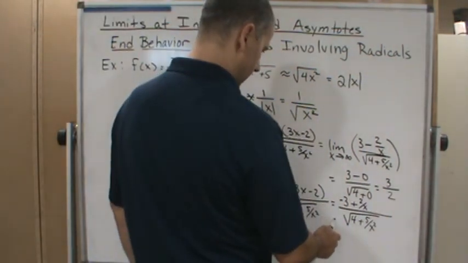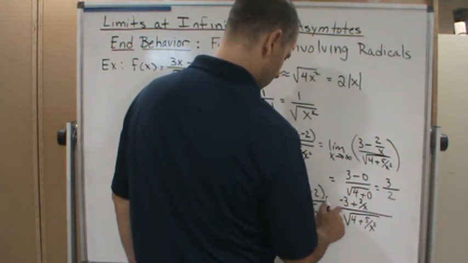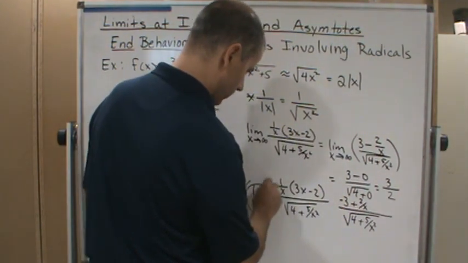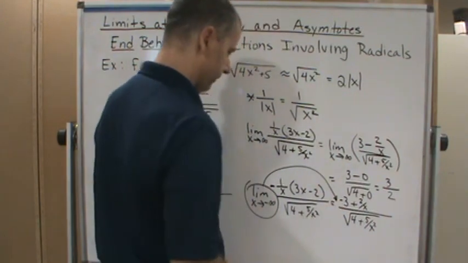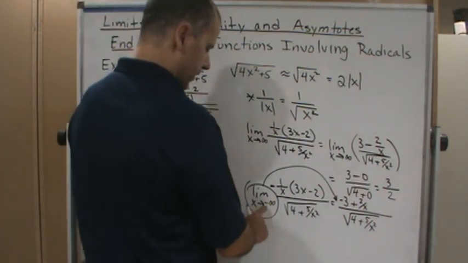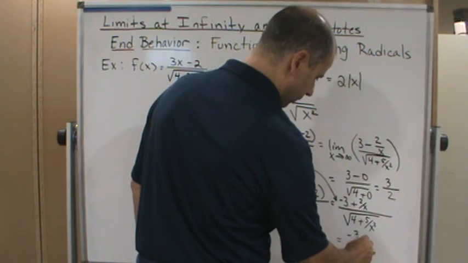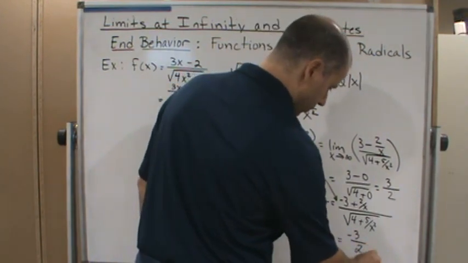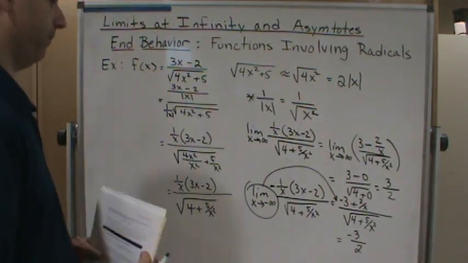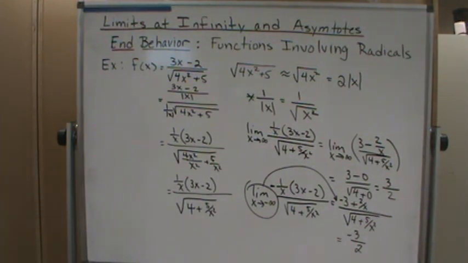Oh, there should be a limit here. I forgot my limit. And so it's the limit as x approaches negative infinity of this thing, and then what happens? Well, I'm going to get negative 3 on the top, and I'm going to get 2 on the bottom, so I get negative 3 halves. Okay? So notice that the limit as x goes to positive infinity is positive 3 halves, and the limit as x goes to negative infinity is negative 3 halves.